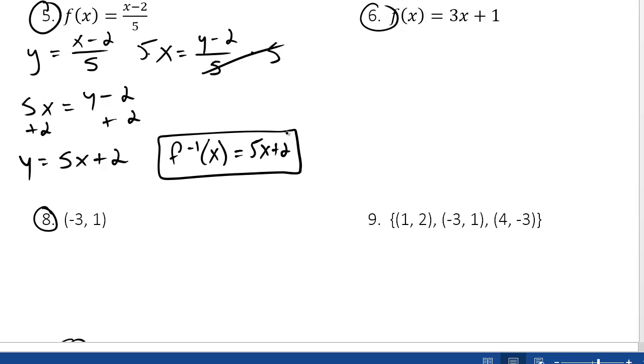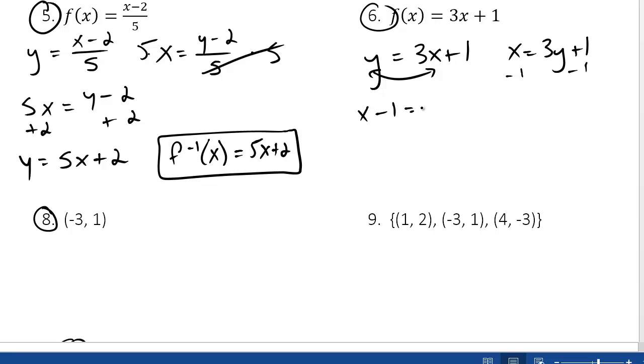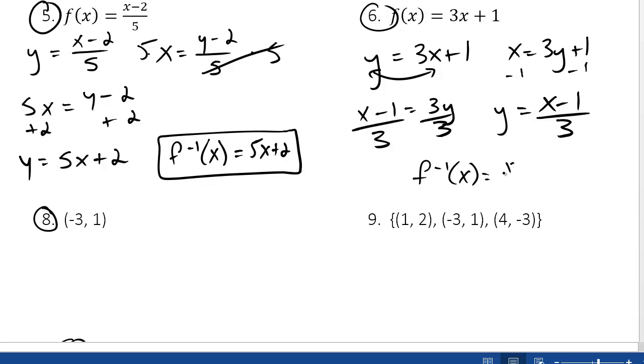Number 6. So we have f of x equals 3x plus 1. Go ahead and replace f of x with y, so y equals 3x plus 1. Switch x and y around. You'll get x equals 3y plus 1. Now solve for y, meaning we need to subtract 1 from both sides. You'll get x minus 1 equals 3y. Last step to get y by itself, divide by 3, and you'll get y equals (x minus 1) over 3. Now replace y with your inverse notation, f negative 1 of x equals (x minus 1) over 3.